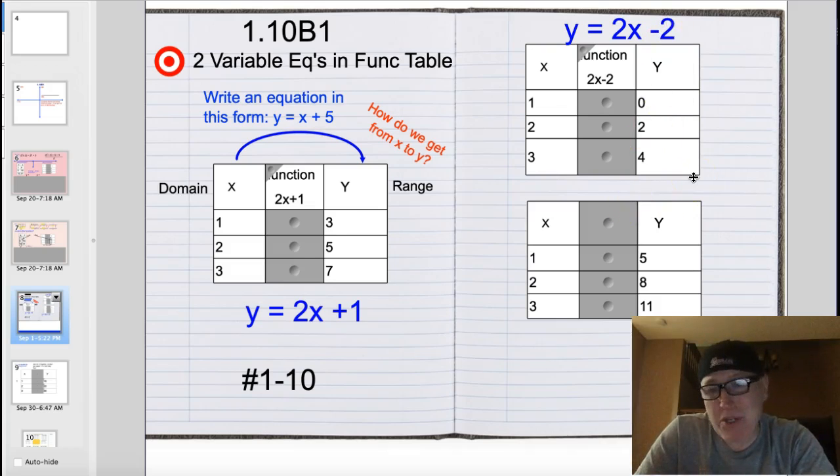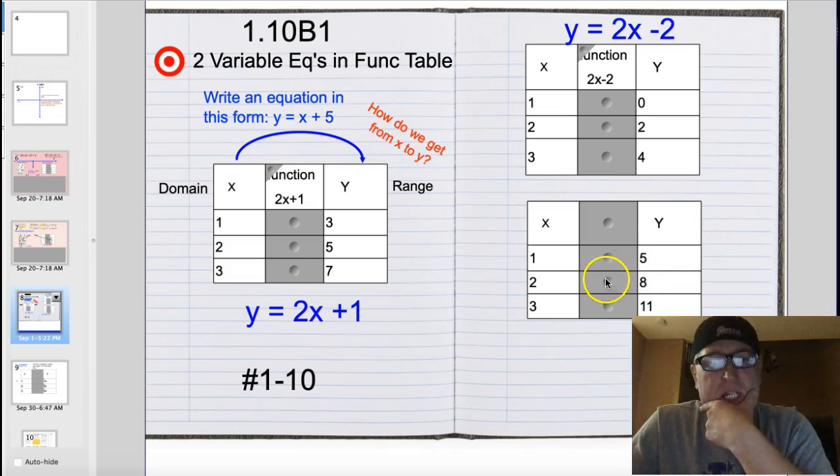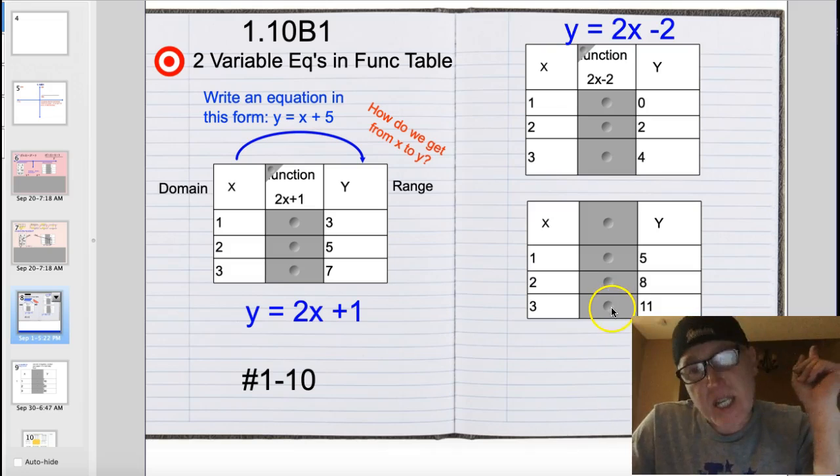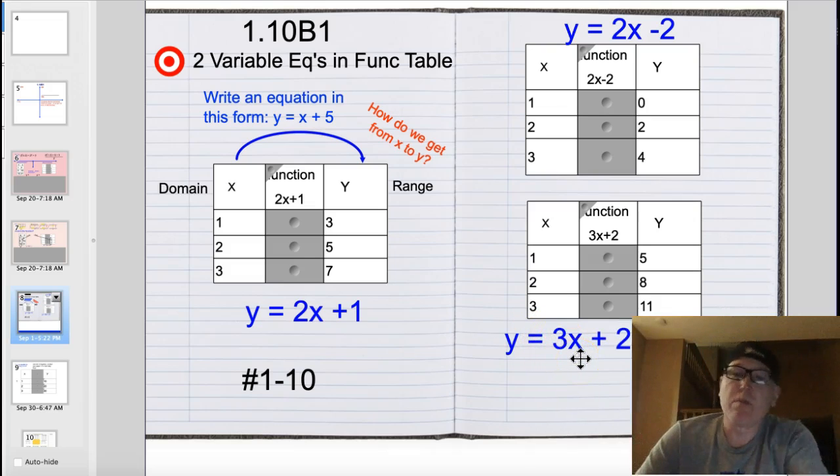See how I'm just doing them from scratch too? I don't know what they are. I just got to try to look at it and figure it out. All right, times 5, no. Plus 4 doesn't work. So I'm thinking how about times 3? 3 times 1 is 3, plus 2 would be 5. 2 times 3 is 6, plus 2 is 8. 3 times 3 is 9, plus 2 is 11. So it's times 3 plus 2. So your equation is going to be y is equal to 3 times whatever that x value is, plus 2.